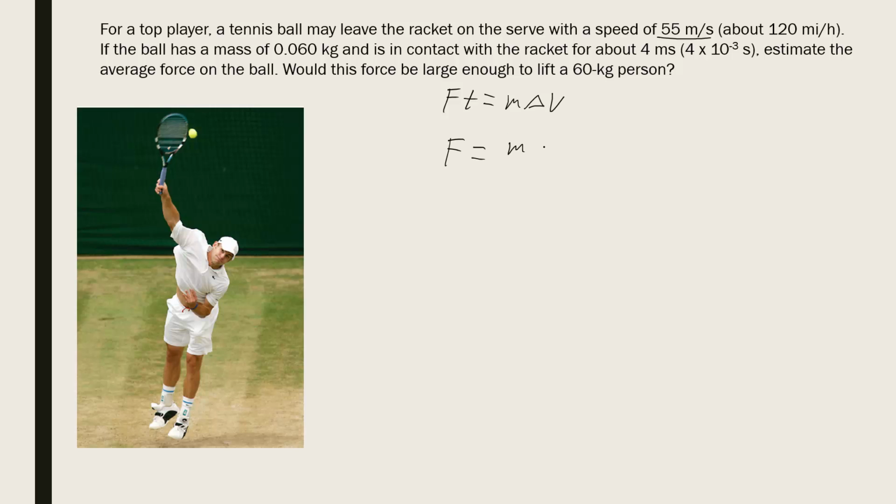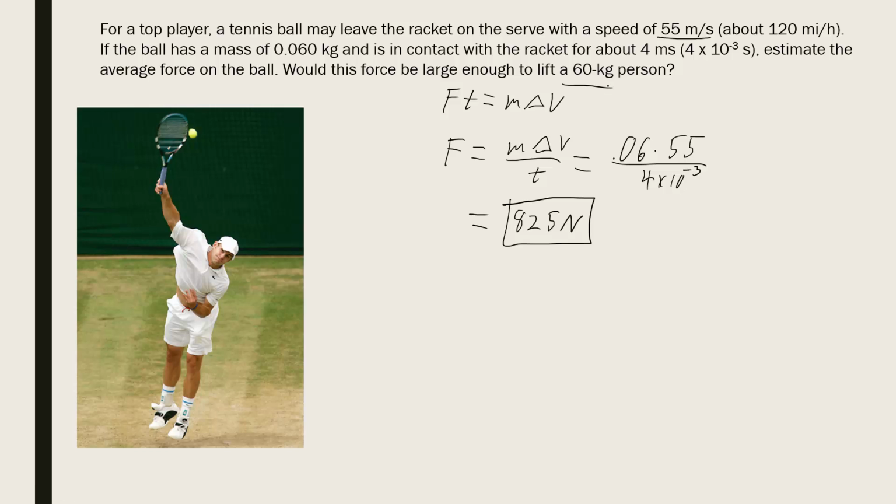And if we solve this symbolically first, we're interested in the force, so m delta v over t, and then just plug in our numbers, 0.06 delta v. It went from 0 to 55, so that's a change of 55, and the time is 4 milliseconds, 4 times 10 to the negative third. Throw that into your calculator and you get 825 newtons of force.